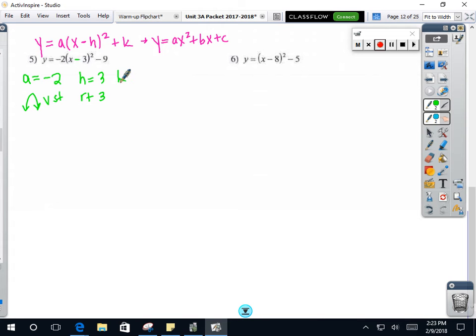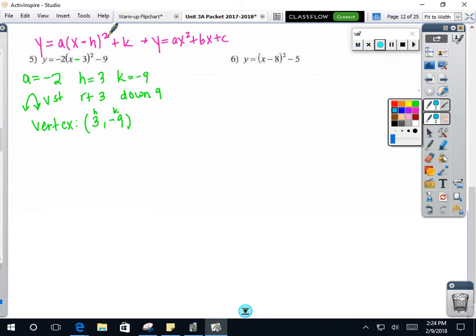Okay, and then what is the k? And that will do what to the parabola? Down 9. So if your parabola shifts right 3 and down 9, that places the vertex where? 3, -9. Remember, your vertex is just your h and your k value. Pay attention. Okay, now that I've done all that, I'm going to take the time to rewrite it from one form to the other. So here we go.